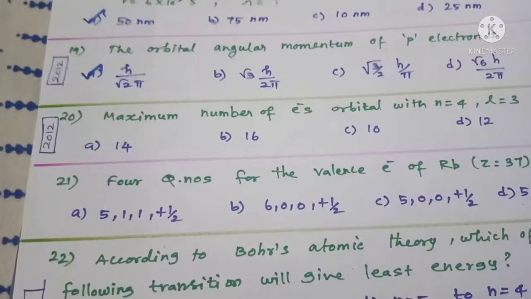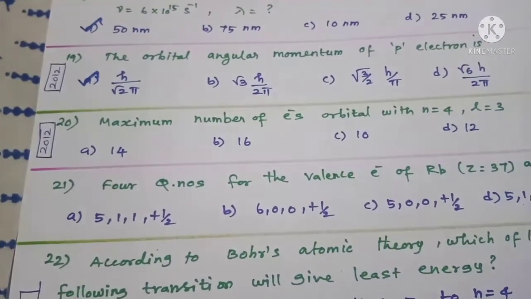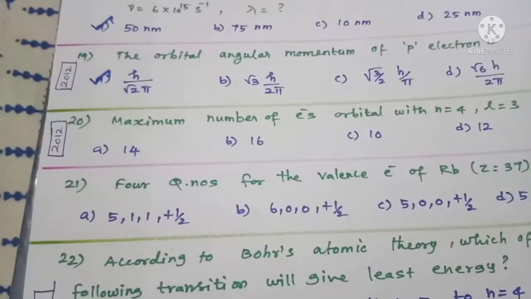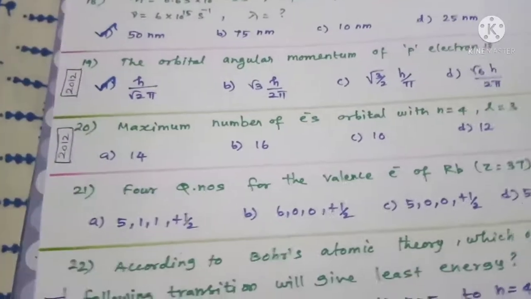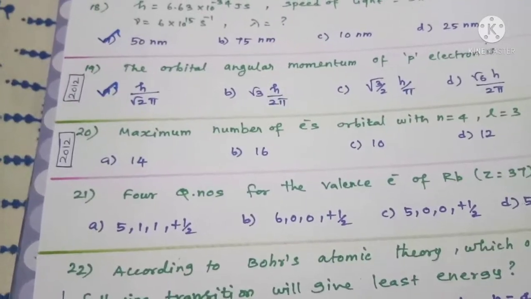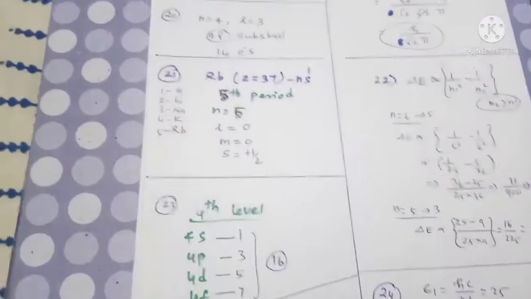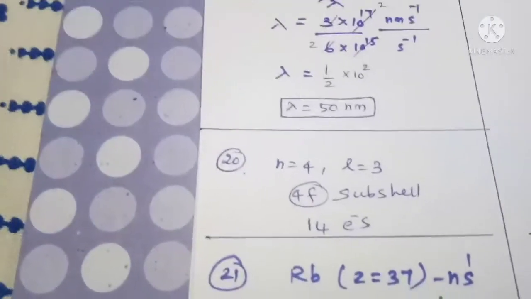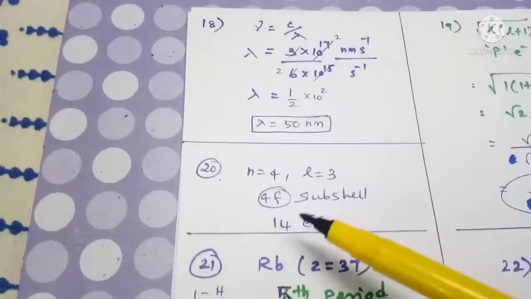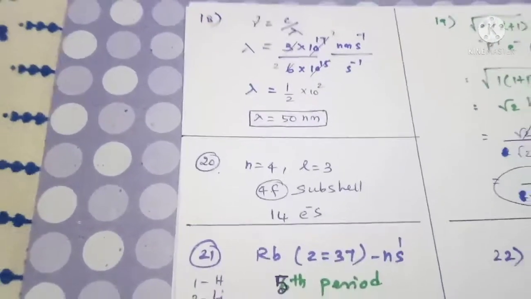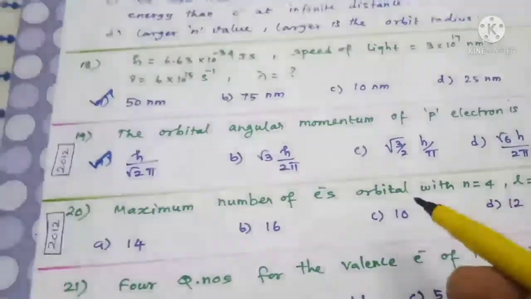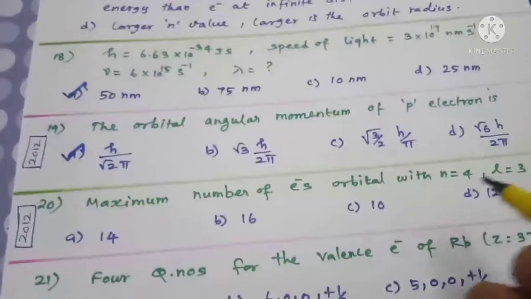Question number 20. Maximum number of electrons in the orbital with n value 4, l value 3. You have to find out how many maximum electrons can be located in that orbital with n equal to 4, fourth shell, l equal to 3, isn't it? So the subshell is nothing but the f subshell, the 4f subshell. You have to calculate the maximum number of electrons in the 4f subshell, isn't it? Right. You know that the f subshell can have a maximum of 14 electrons. So the answer is nothing but 14. Look at the options given. The maximum number of electrons present in the 4f subshell is 14.